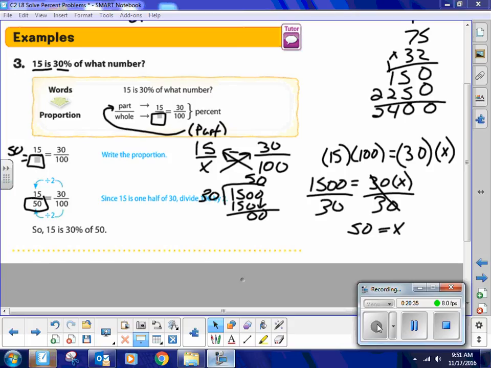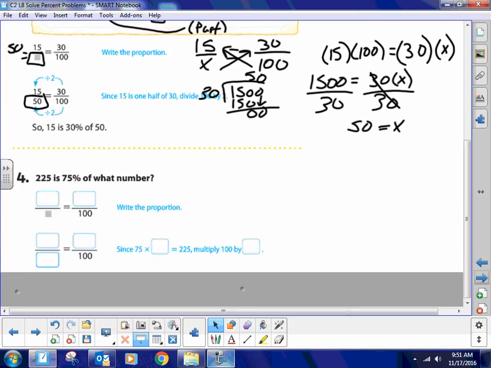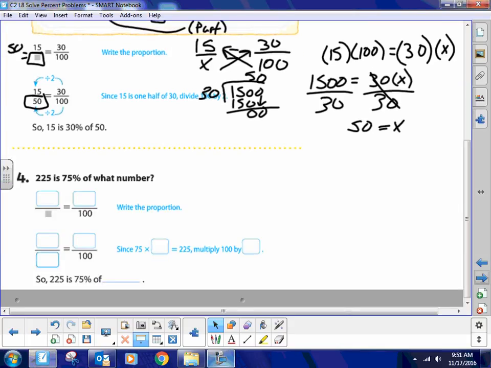Now, going down here, let's get this done with. I want you to fill these boxes out as I'm doing it, all right? So you got the part, which is 225, goes here, 225. You got the percent, which is here.